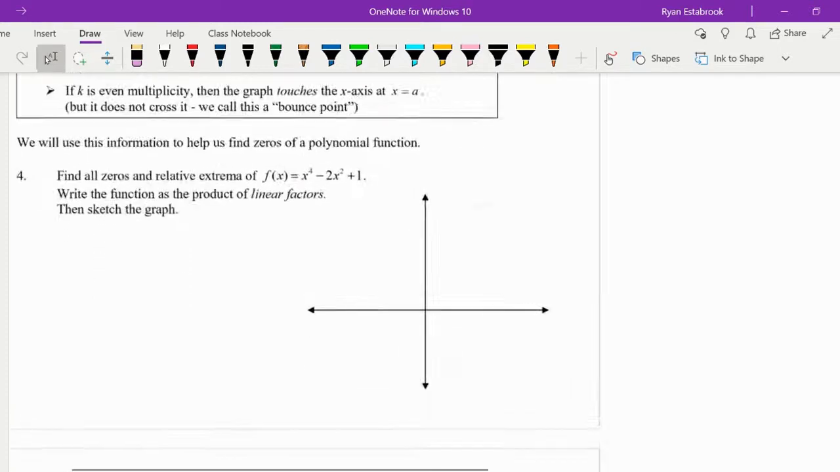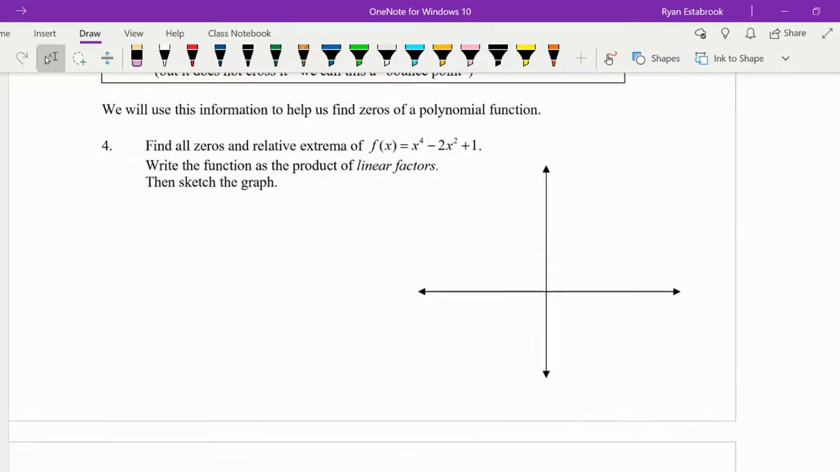Okay, so let's look at this in a little more detail with this problem. Find all the zeros and relative extrema. And we'll be looking at a lot of different ways to solve problems like this. But as I noticed right away, it's not x squared and x, but it's x to the 4th, x squared, and 1. I kind of recognize this pattern. It's going to factor as x squared minus 1 times x squared plus 1. So that's just a little bit of familiarity with the function.